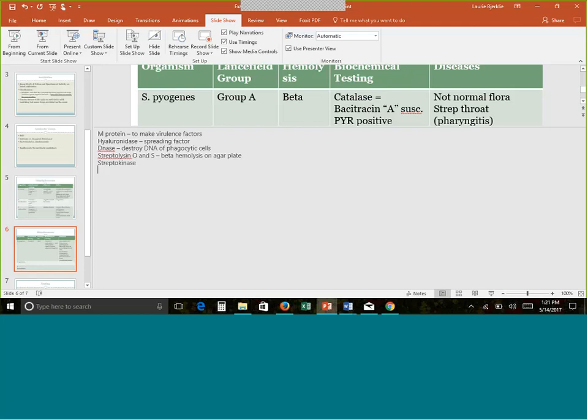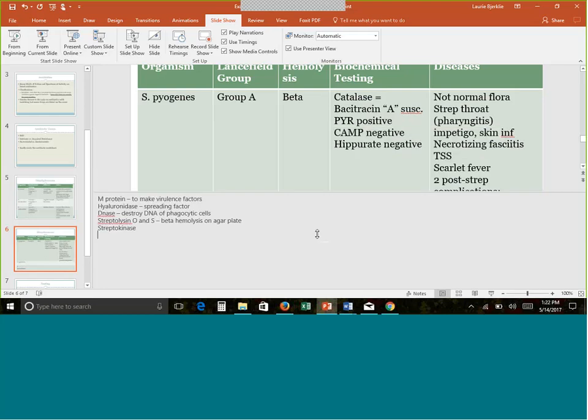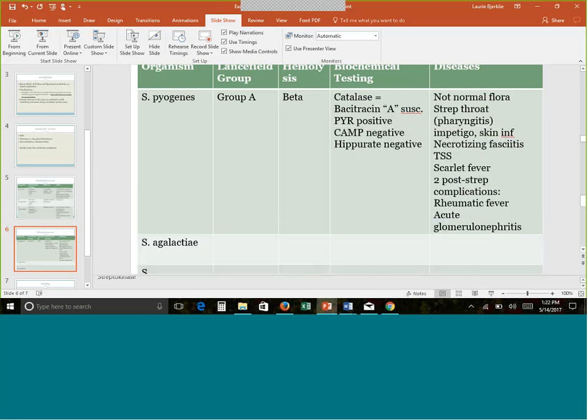But know those. Again, you all defined those on the study guide for week 6. So go back and look at your definitions or look at your book or whatever you need to help remember these virulence factors for strep pyogenes. All right, I'm going to lower that back down.